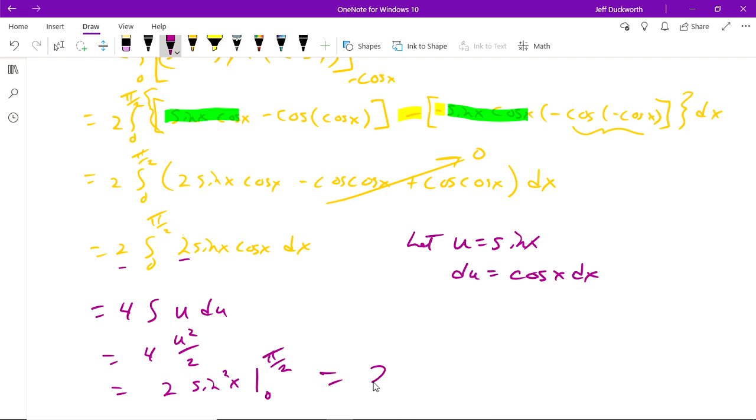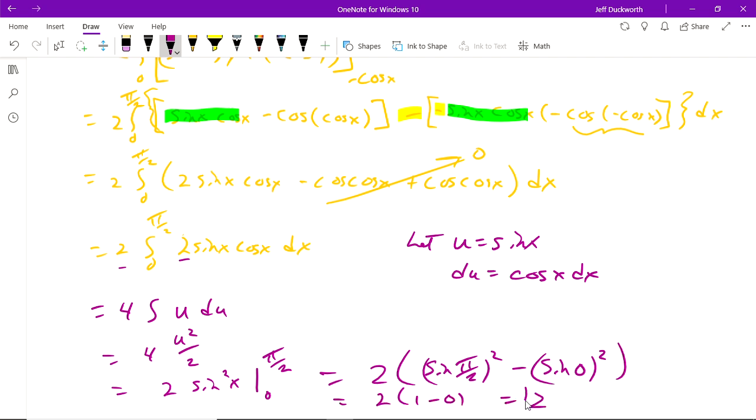And this is going to equal 2 times sine of pi by 2 is 1. So 1 squared is 1, so we have sine of pi by 2 squared minus sine 0 squared, which is 2 times 1 minus 0, which is 2. So that should be our answer.